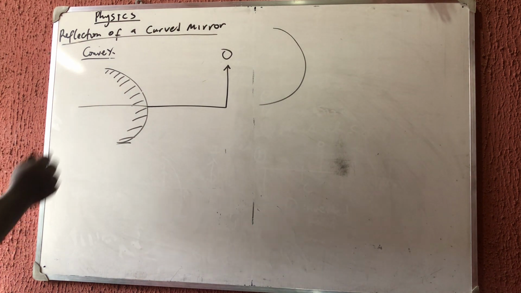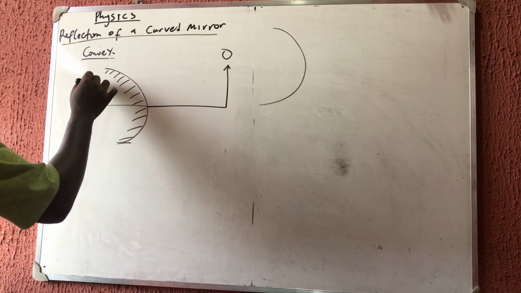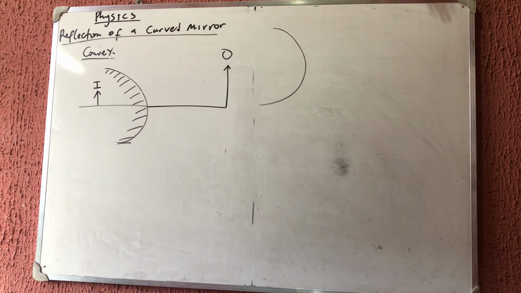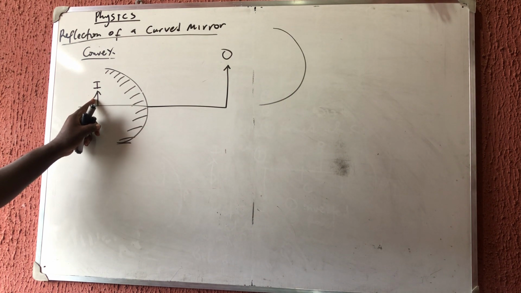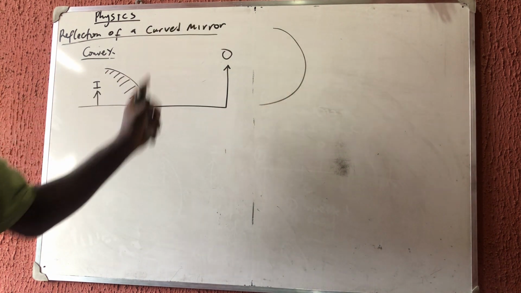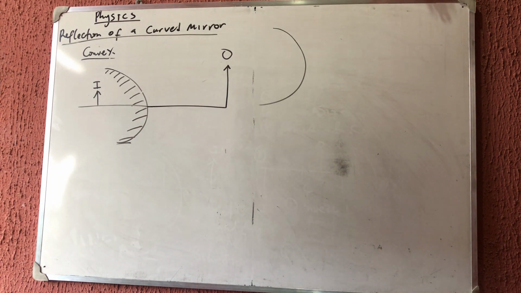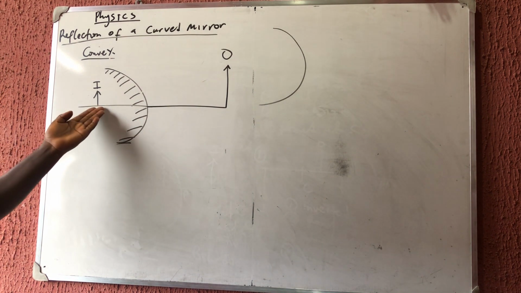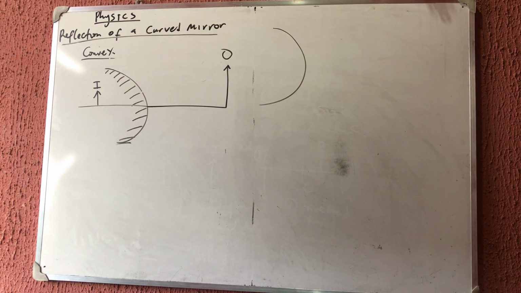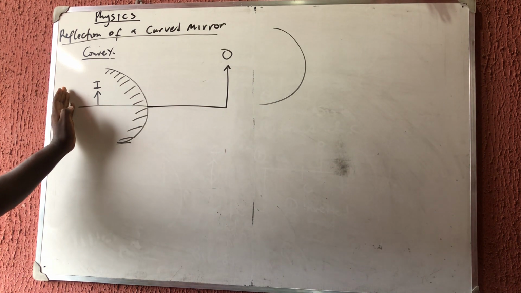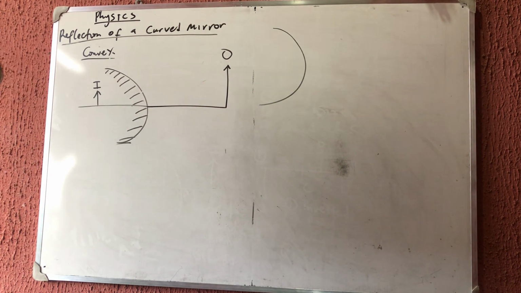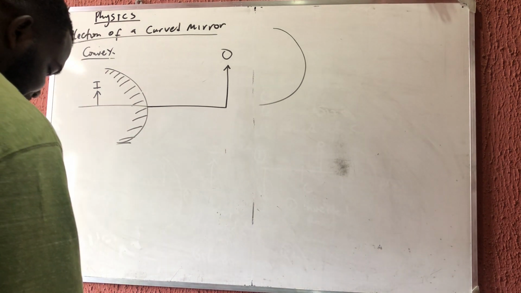The object, then the image is going to be inside there. This is where the image is. You see, the image is going to be small, and it's going to be upright. It doesn't invert. Then it is diminished or small. You can use the word diminished or small, and it is formed behind the mirror. It is always formed behind the mirror, and it is virtual in nature. So that is that for a convex mirror.